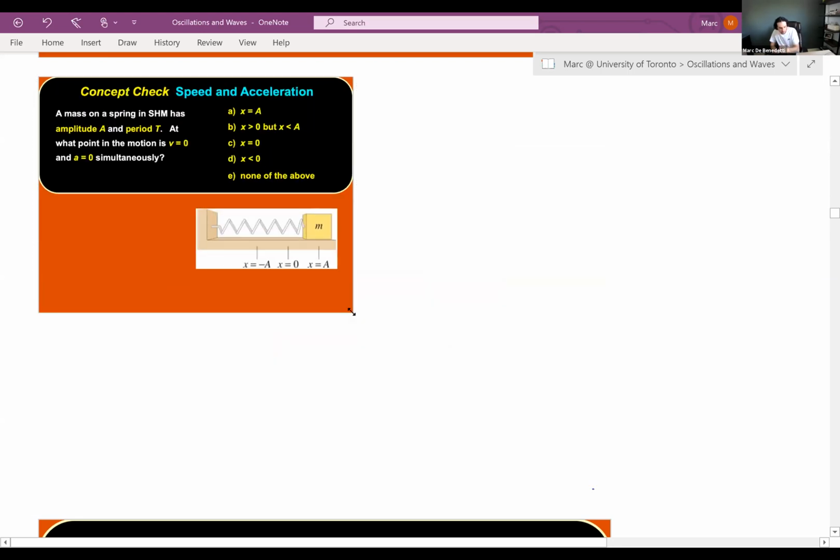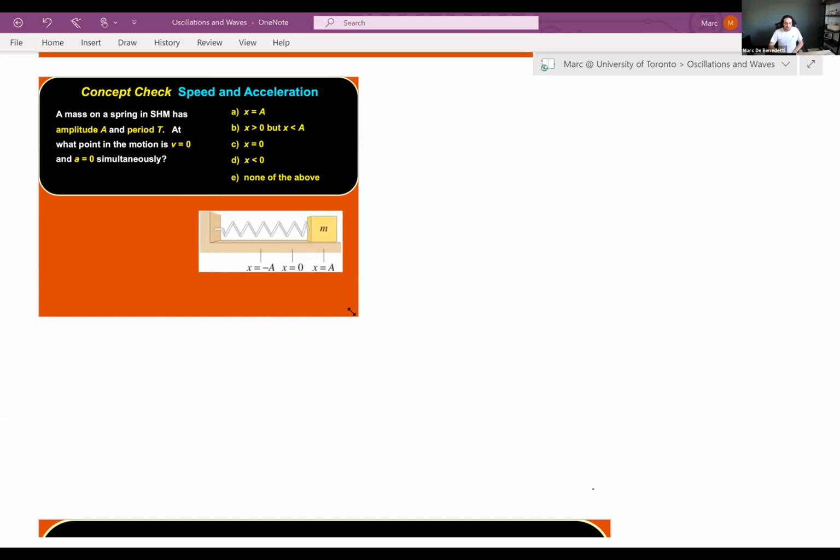So there we go. Here's a question. A mass on the end of a spring is in simple harmonic motion that has amplitude A and period T. At what point in the motion is V equal to 0 and A equal to 0 simultaneously? At what point in the motion is speed V equal to 0 and acceleration A equal to 0 at the same time?